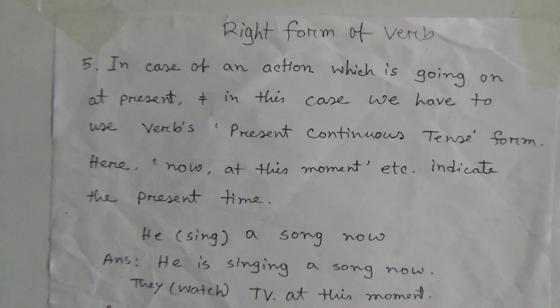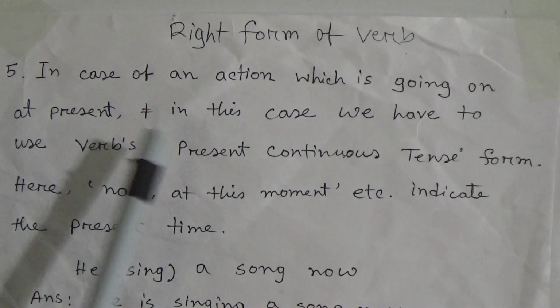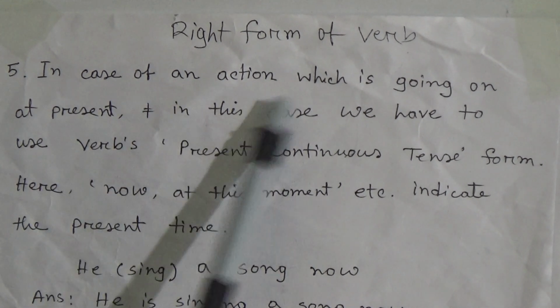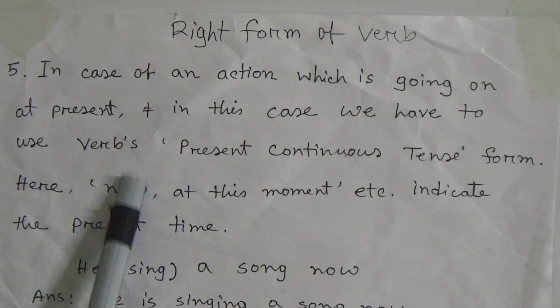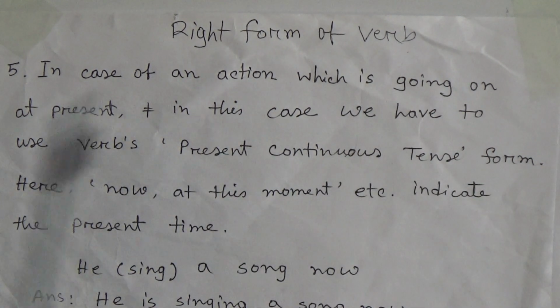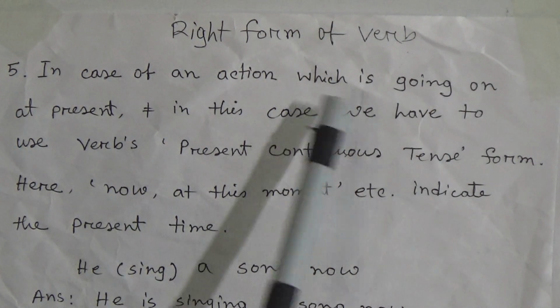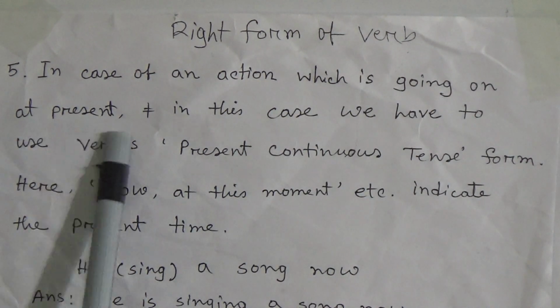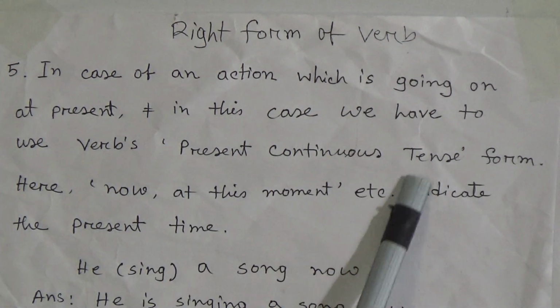Look dear students, here from rule 1 to 4 we have already finished and we finished that lecture in our last class. Okay, now I am going to start from number 5. Here look, in case of an action which is going on at present, in this case we have to use verb's present continuous tense form. Okay, so dear students, what have I read? I have said that in case of an action which is going on at present, in this case we have to use what? We have to use verb's present continuous tense form.